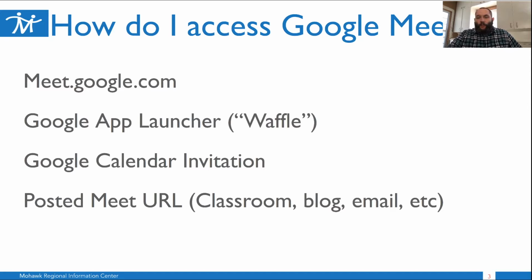How do I access Google Meet? There's a few ways you can get to a Meet. The first is just by typing in meet.google.com. If you aren't already aware, all of the core Google tools like Docs, Slides, Sheets, if you just type in the name of the tool, .google.com, it will take you to that tool's homepage. You can also get there through your Google App Launcher, which some people lovingly refer to as the waffle. So once you're logged into your Chrome browser, you see those 9 dots in the top corner. You can click there and you can select the Google Meet icon.